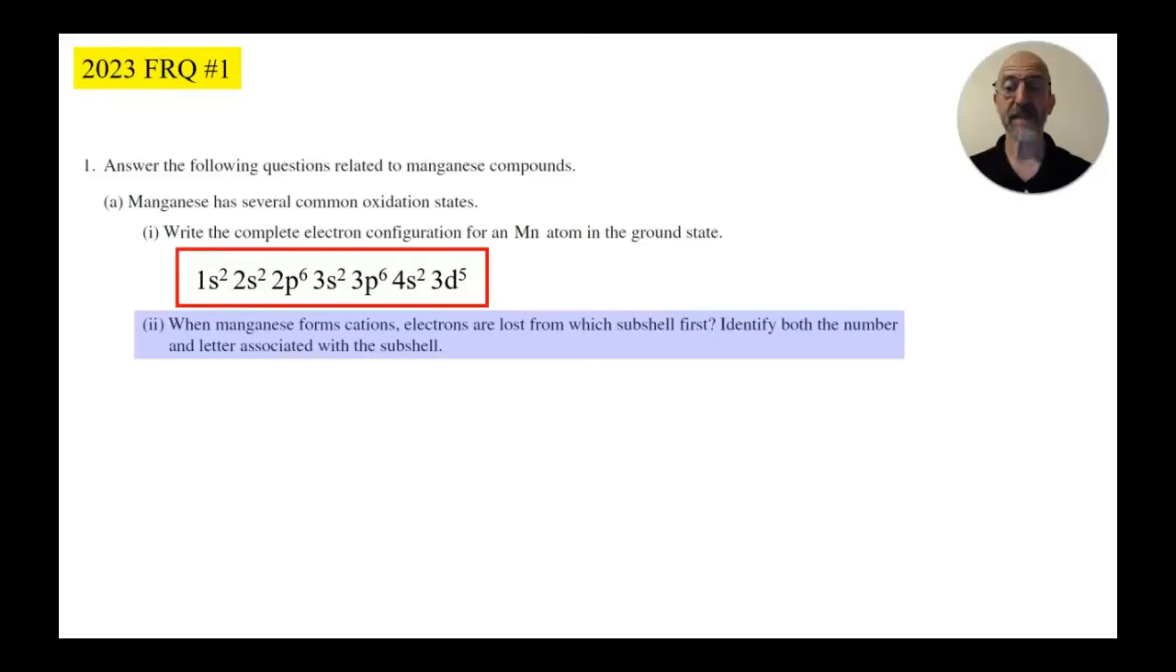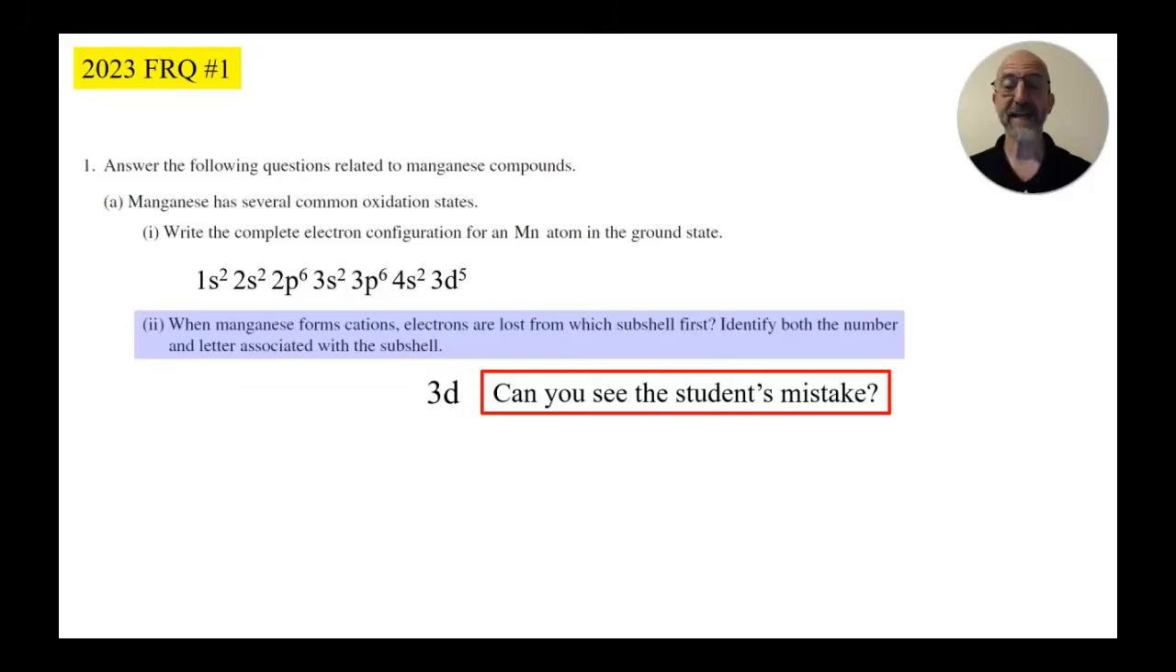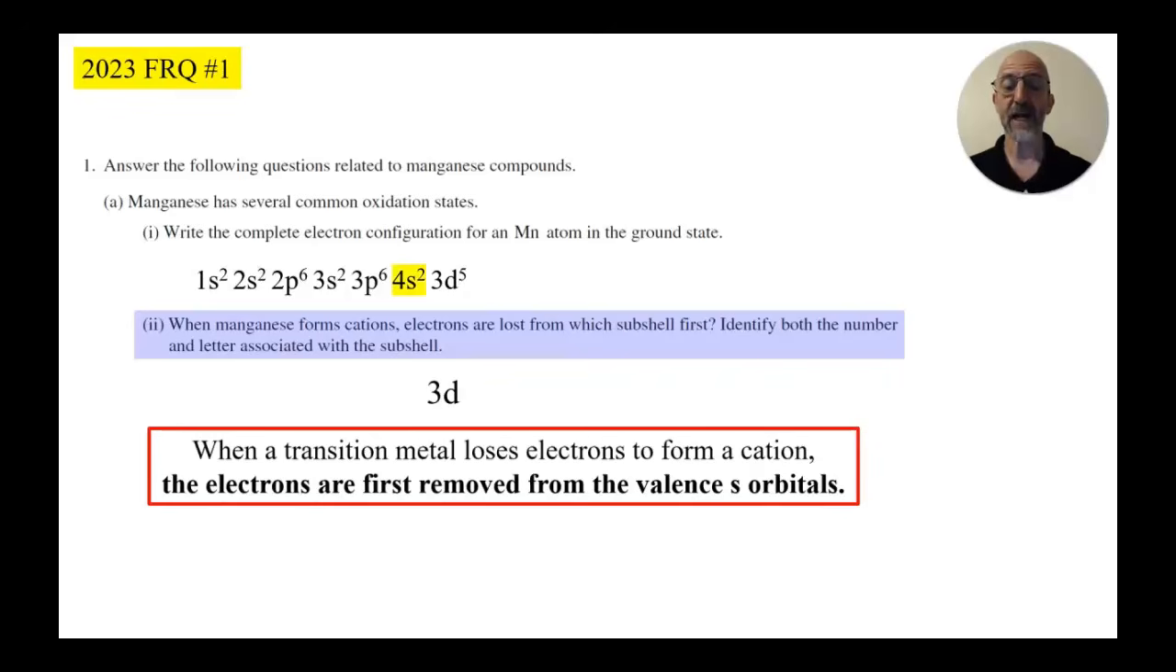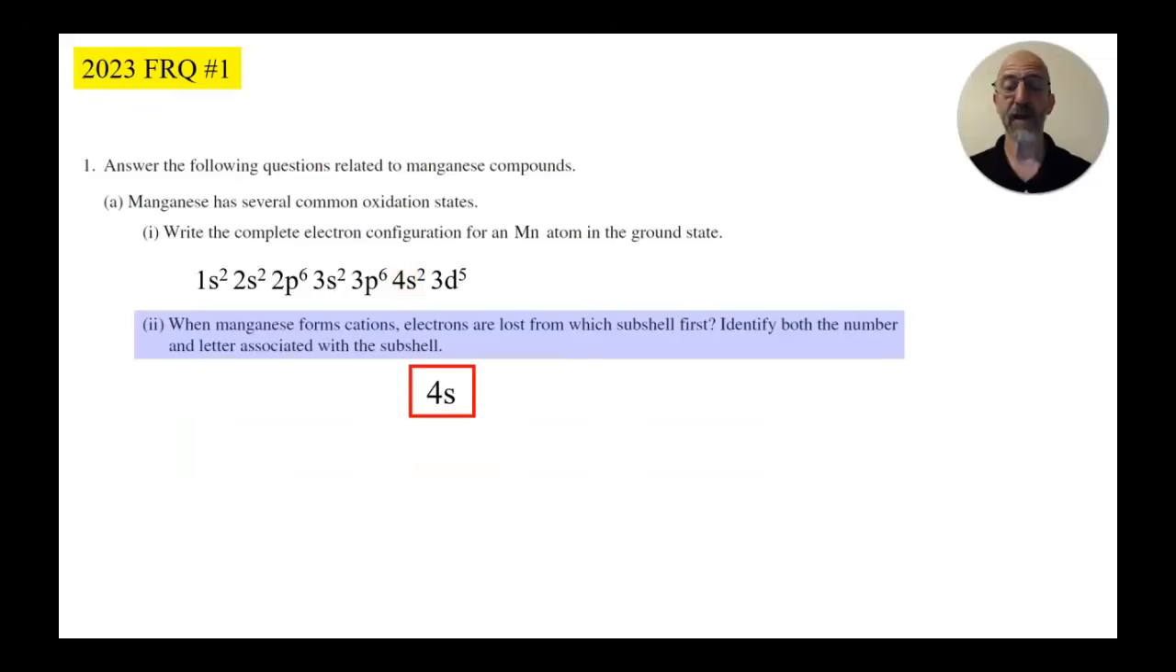Moving on, the next part says that when manganese forms cations, electrons are lost from which subshell first? So all we have to do is identify both the number and the letter associated with the subshell in which the electrons are lost from an atom of manganese. And the student wrote 3d. And again, that's a mistake because we should always lose the electrons from the valence s orbitals for a transition metal. So that actually should be 4s, in which the electrons are lost, not 3d. So the correct answer is 4s.